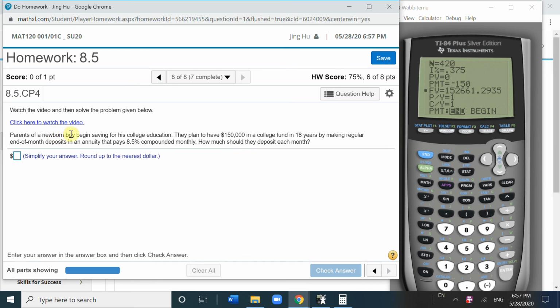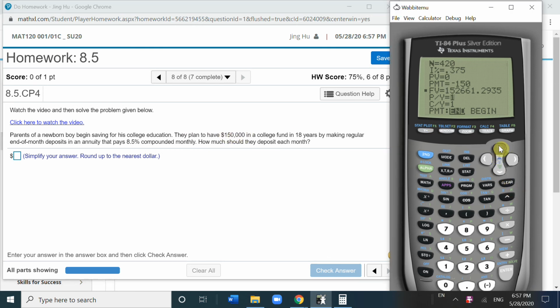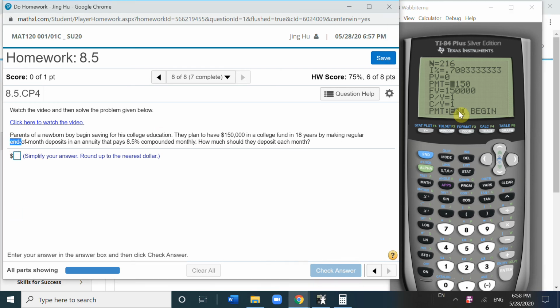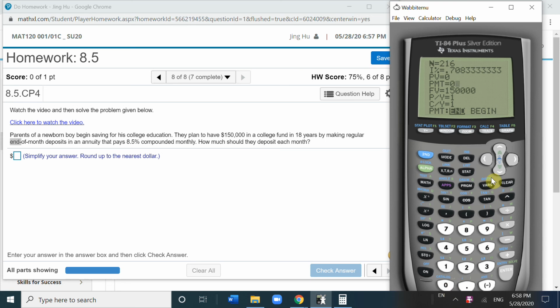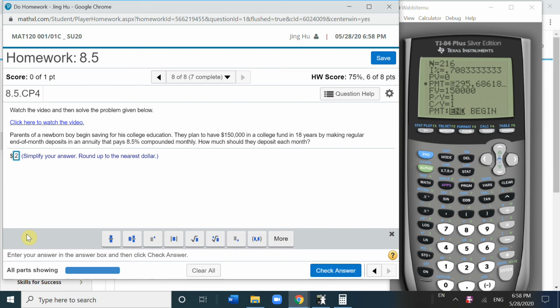The last question. A newborn boy. Parents plan to have 150,000, so that's the future value. 150,000, and for 18 years, then compounded monthly. So how many months is 18 years? So 18 times 12. And the annual rate needs to be divided by 12 for the month. Go to payment, it says the end of month, so you choose END. And then reset zero, cover the zero, alpha, enter. Every month you need to pay $296.